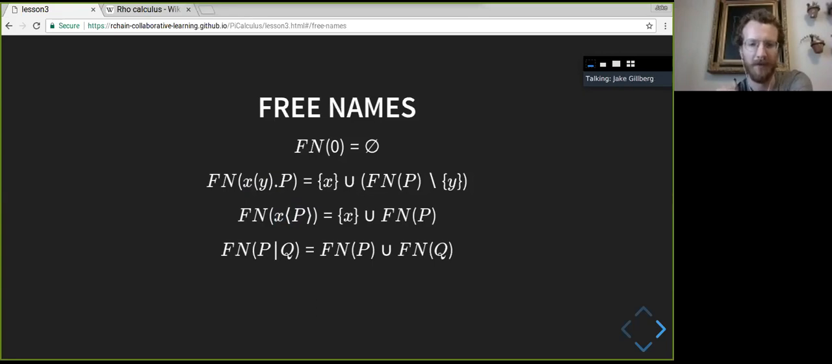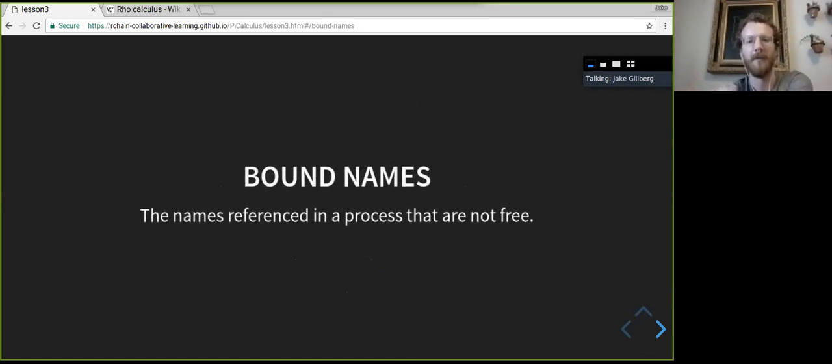If we have the process P par Q, the free names in P and the free names in Q are the free names of the process. Note that if X was bound in P, but it was free in Q, X would be a free name in P par Q. So having a free variable with the same name in a par as a bound variable means that name is free in the parred process. Then in the drop operator, when we're dropping the name X, X is a free name. And the bound names are any names that are referenced in a process that are not free.